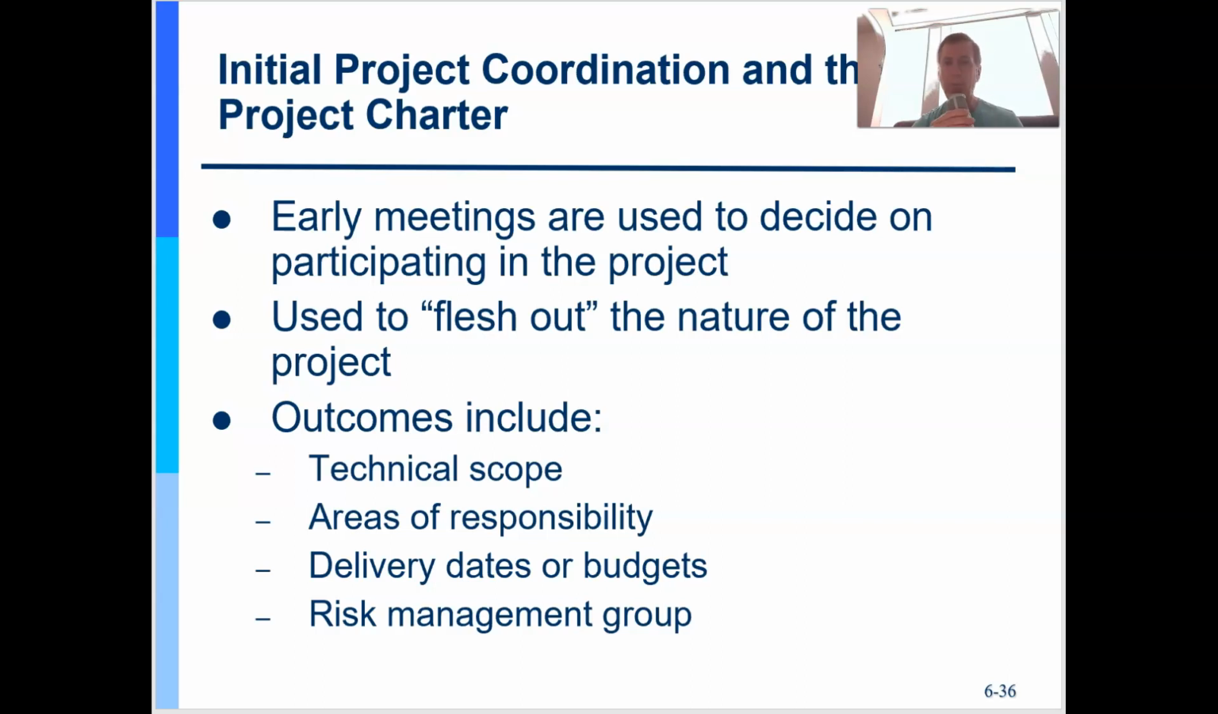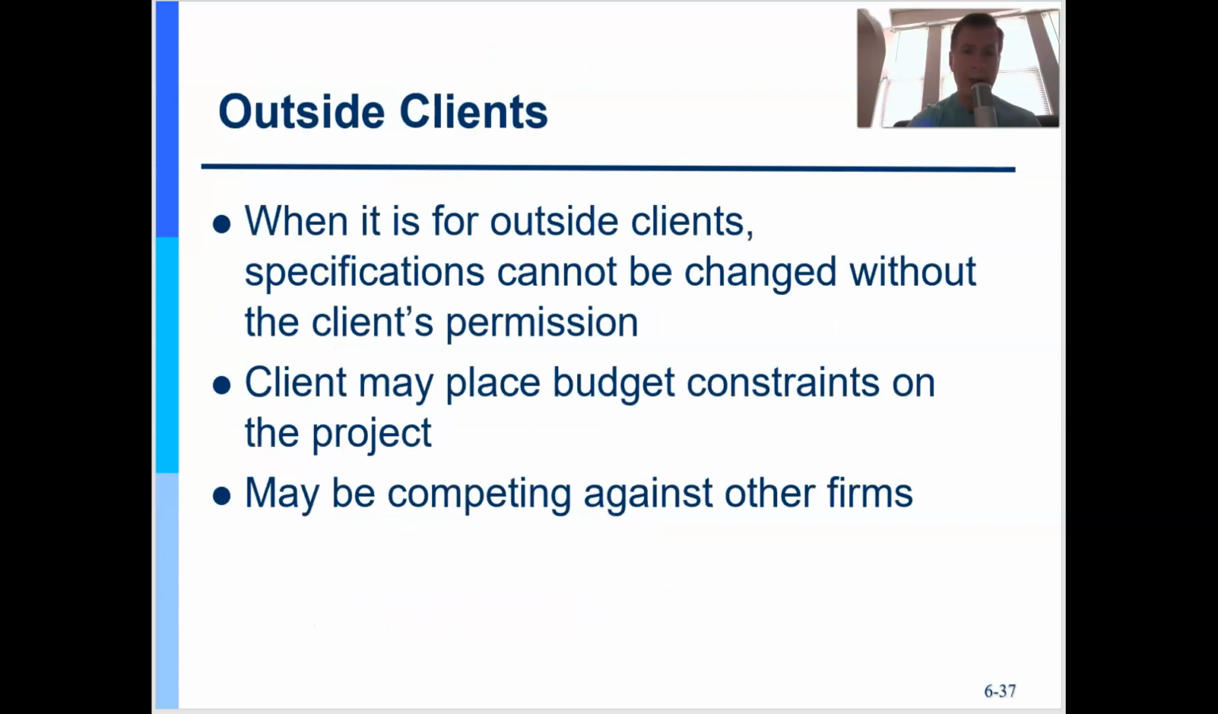So, we've done the initial project coordination, early meetings. We've determined at a high level, right, what is the scope we're trying to get at? At a high level, what are these areas of responsibilities? We've even identified at a high level stakeholders and determined high level budgets, which will change as we do detailed planning, and a risk management group up front. We've also met with, interviewed, and considered outside clients.